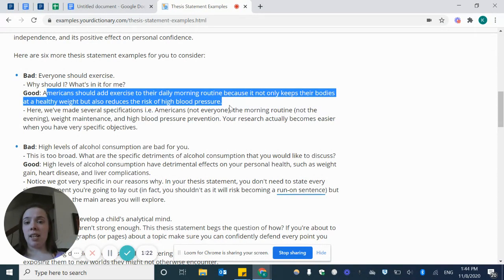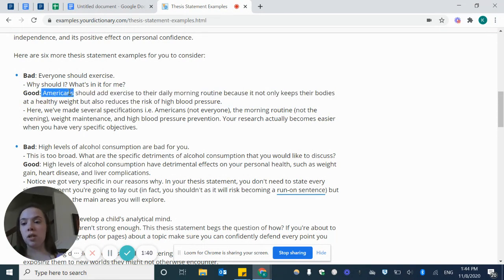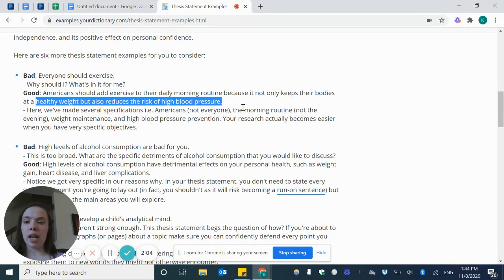A good thesis statement, if you're talking about exercise or obesity or whatever, would be: Americans should add exercise to their daily morning routine because it not only keeps their bodies at a healthy weight, but also reduces the risk of high blood pressure. So here, this is more specific. We're talking about Americans, which have a high risk of obesity because of the diets we consume. This says that we should add it to the morning routine, which is more specific. And then it says why: to help reduce high blood pressure and stay at a healthy weight.